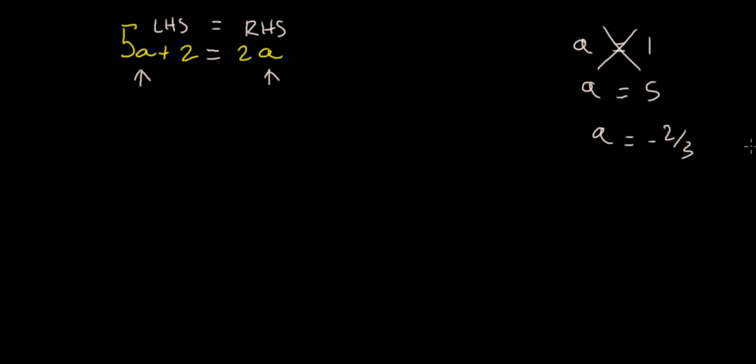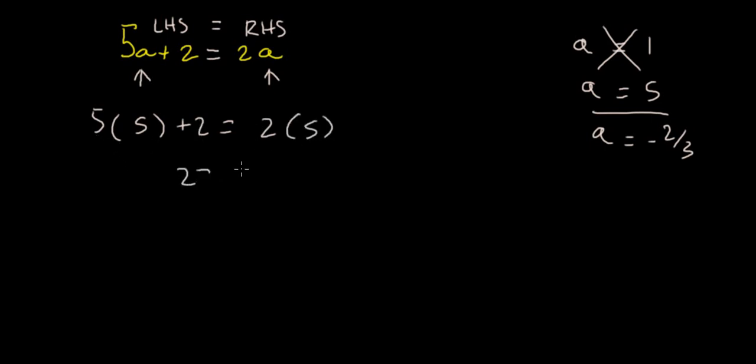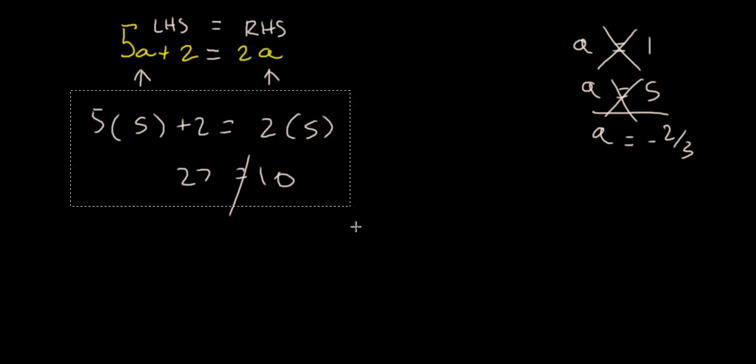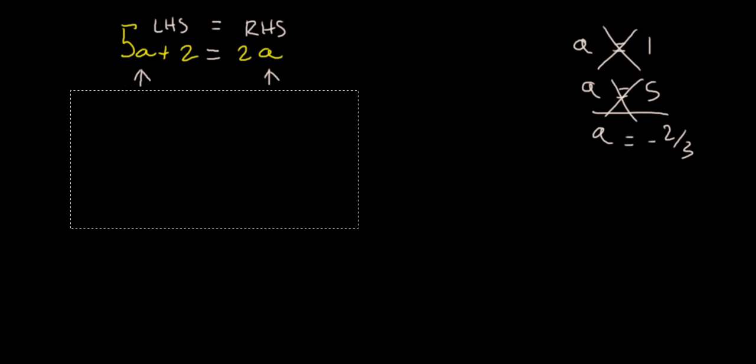So our second value is a equals 5. So let's try that. 5 times 5 plus 2 equals 2 times 5. 5 times 5 is 25, plus the 2 is 27, equals 2 times 5 is 10, and we have 27 equals 10. And so 27 does not equal 10, and so our value for a equals 5 does not satisfy our equation. So let's hope we have some better luck with our next value.